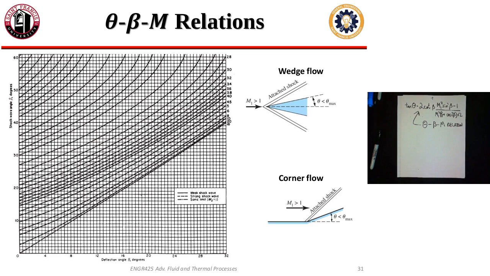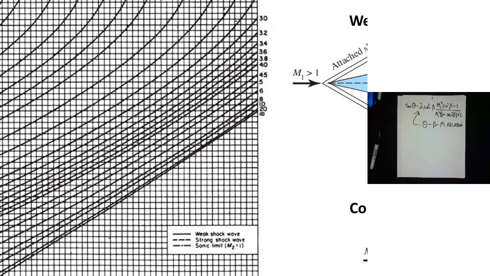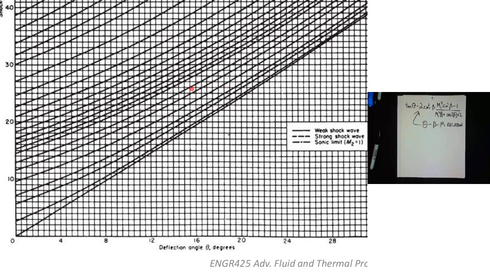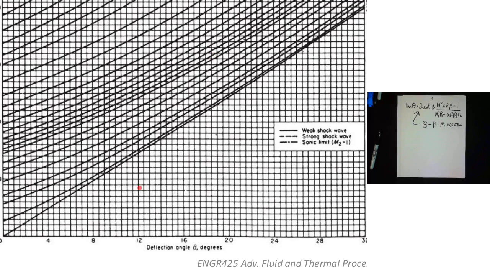So how you use it. If you just stay on the slide with me for right now, we're going to zoom in a bit on that slide. Let's go to the bottom first. If you look at the horizontal axis, does everyone see that axis? Great. That's the deflection angle. That's the turning angle, theta. That's how far the flow has to turn.